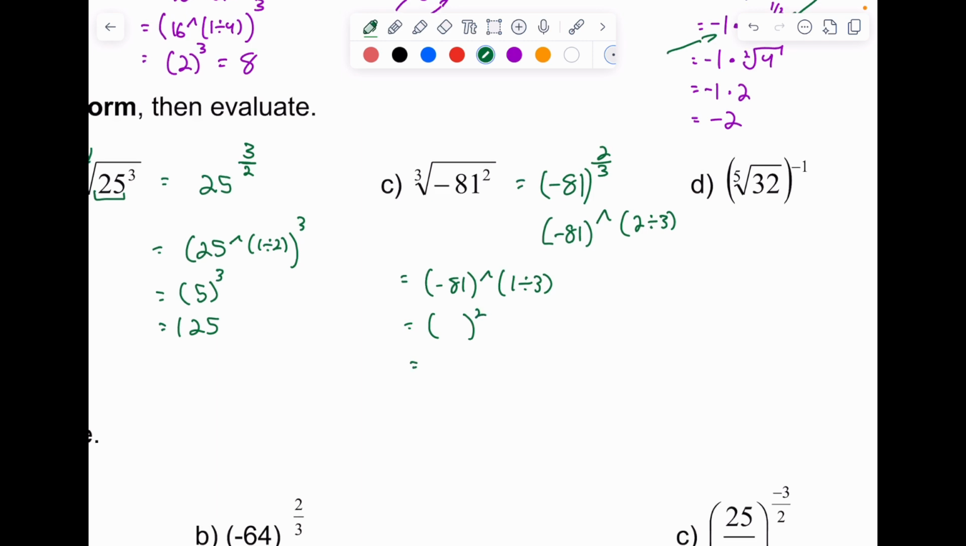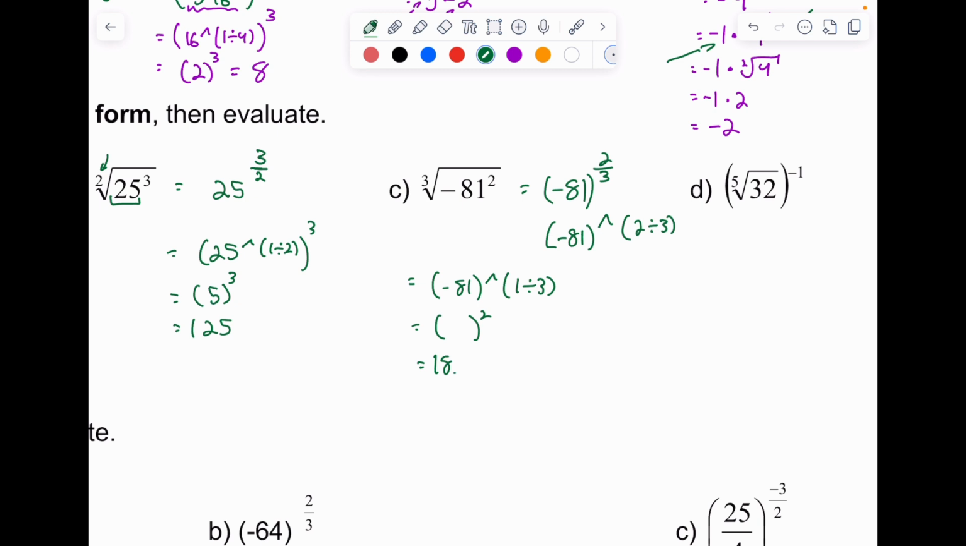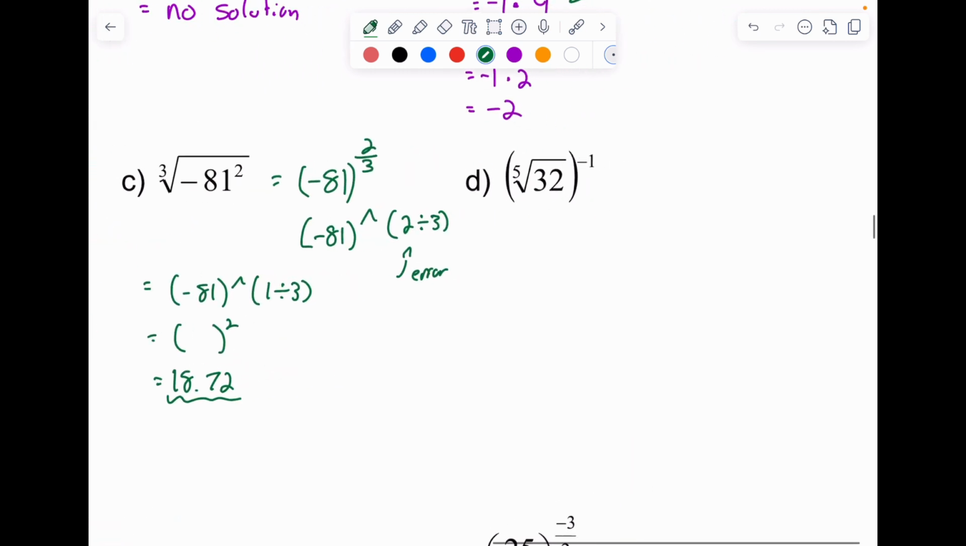And if I do it on my calculator, I know this isn't going to be a nice number, so let me just do it. 81 to the power of 1 divided by 3. And then I square that answer. Oh, so my calculator did something weird. So, sorry. 81 to the power of 1 divided by 3, I get negative 4.32, and then I square that answer. So you get 18.72, okay? So if you did it like this, you would have got an error, but that's not true. It's actually 18.72.